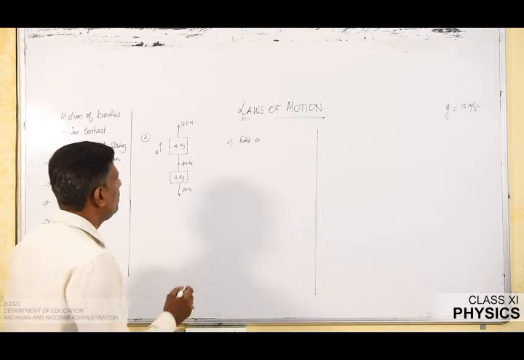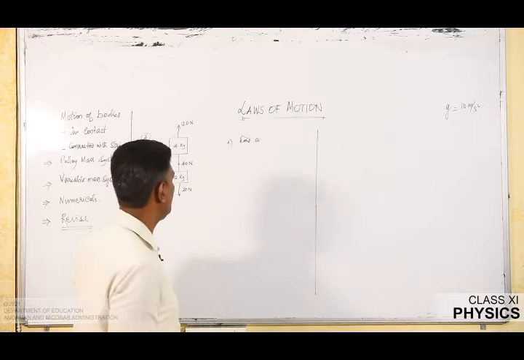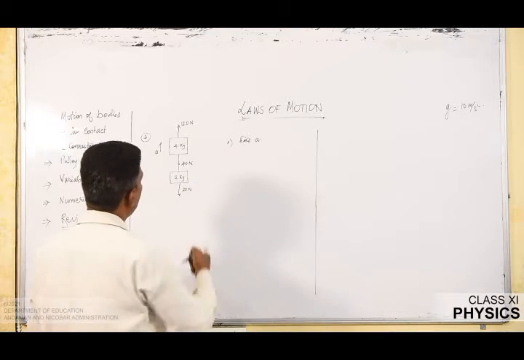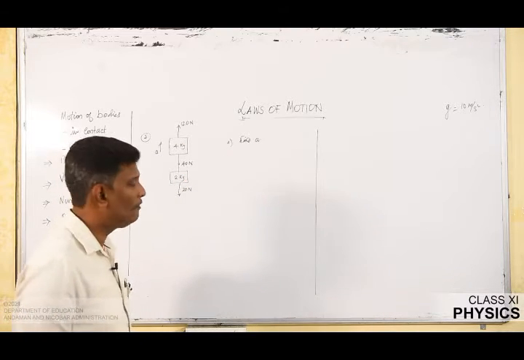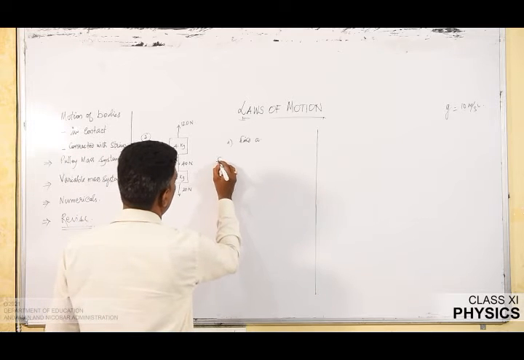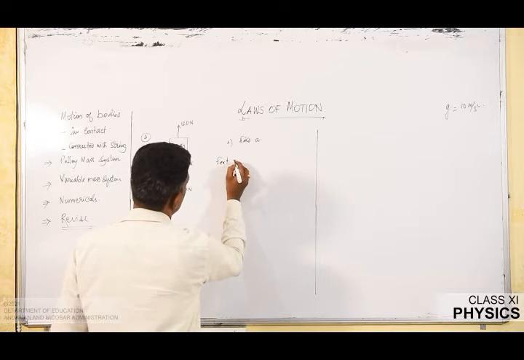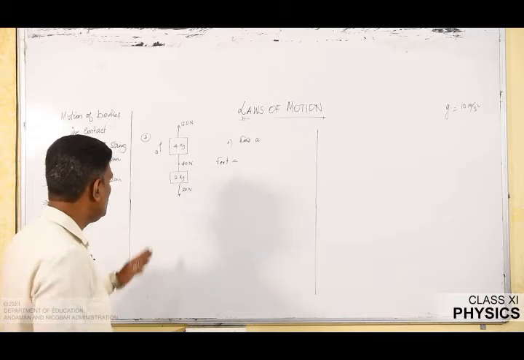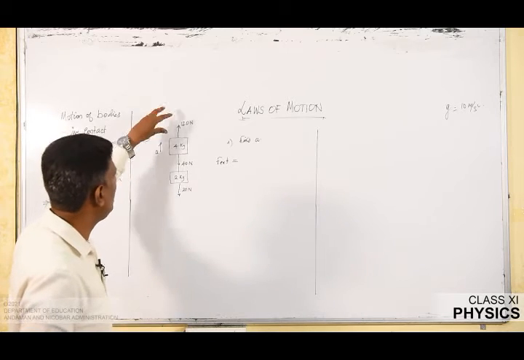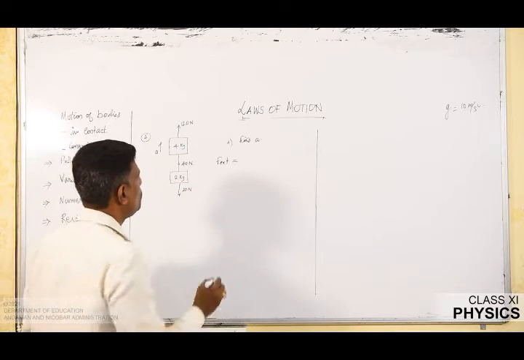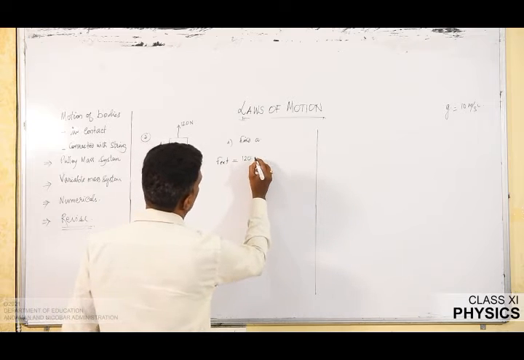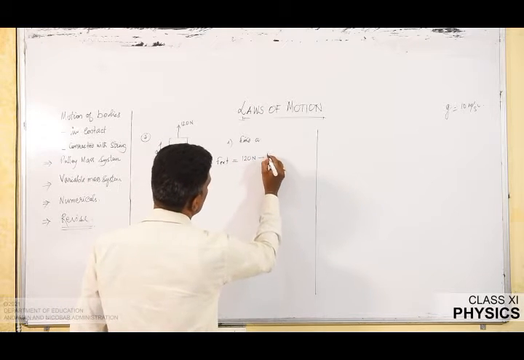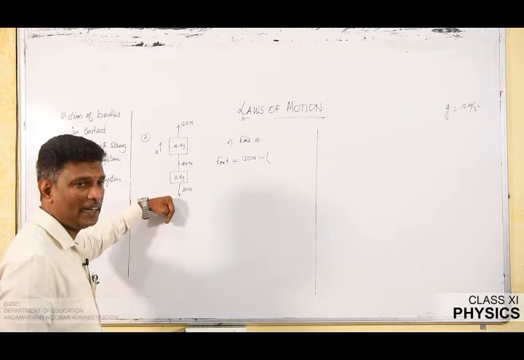Okay. Here we have to find the acceleration. So, before that we need to find the net external force. So, net external force is equal to, since it is in upward direction, we have to take this first. So, 120 Newton minus, both are in downward direction.